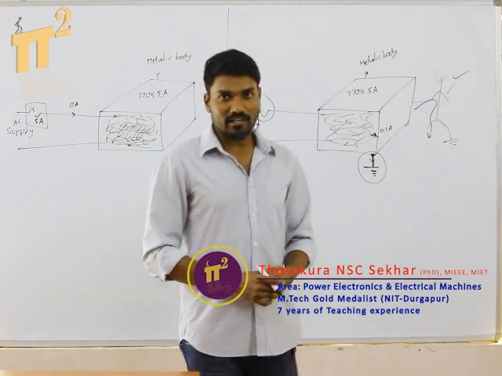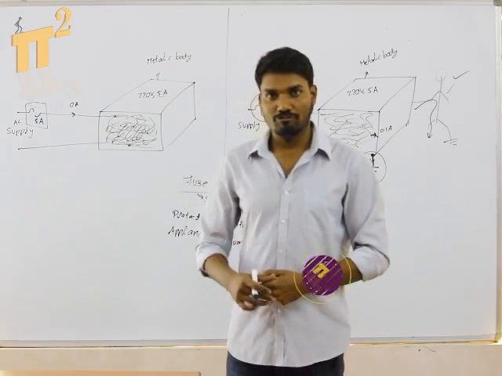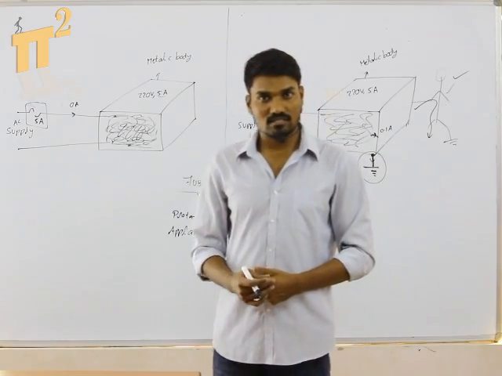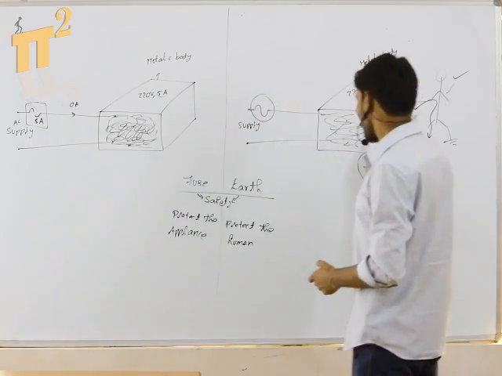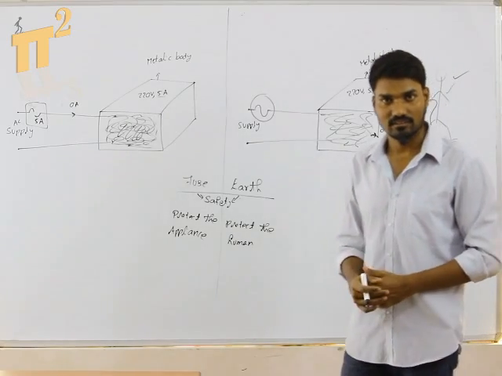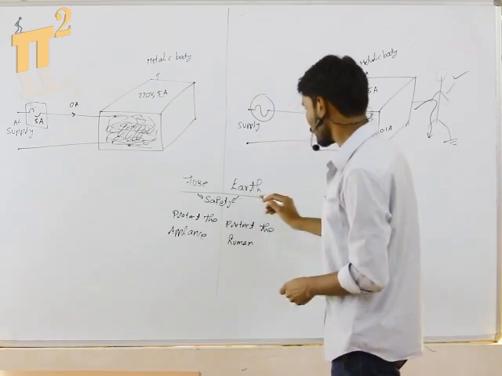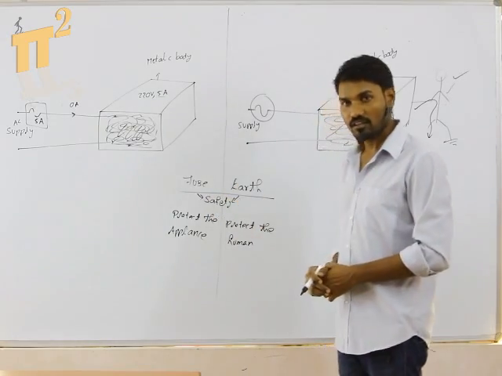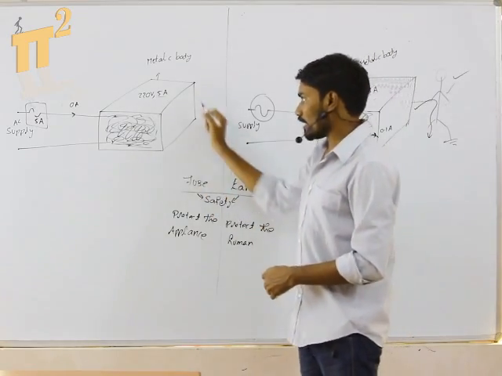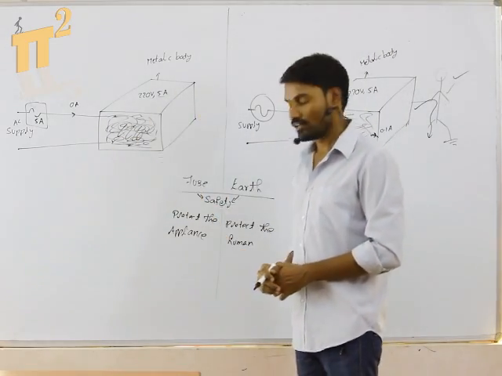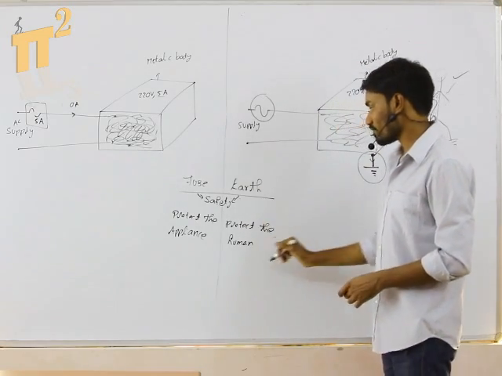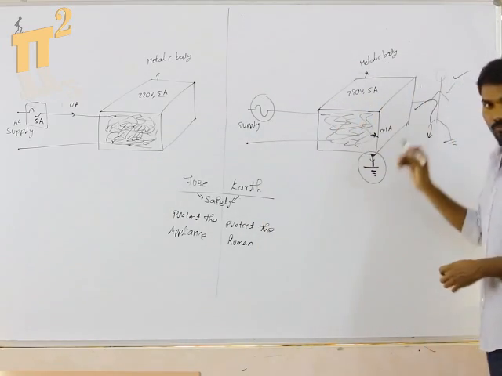So normally people say fuse is to protect against overcurrents, earth is to protect against leakage current. But actually, both are safety devices. Fuse is to protect the appliance and earth is to protect the operator or a human being.